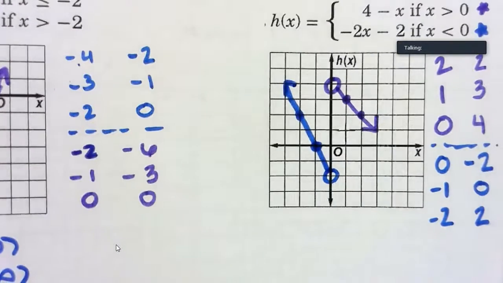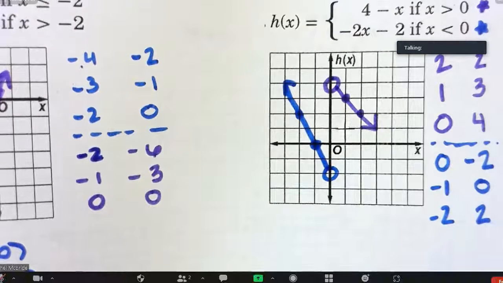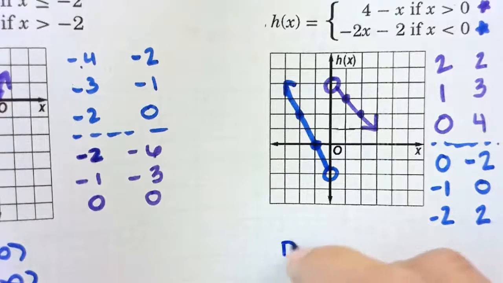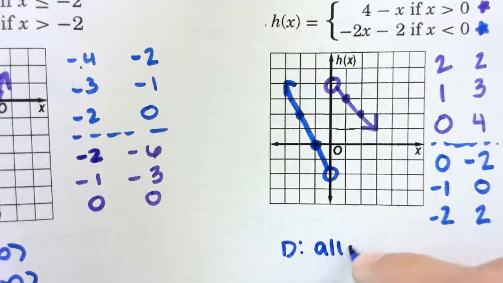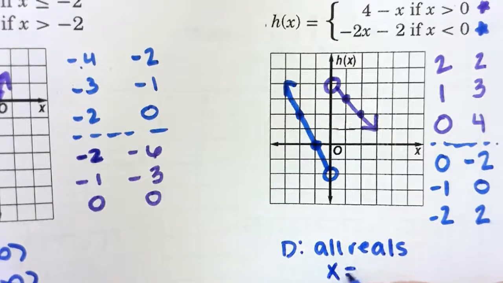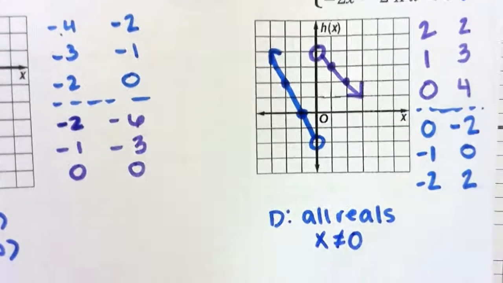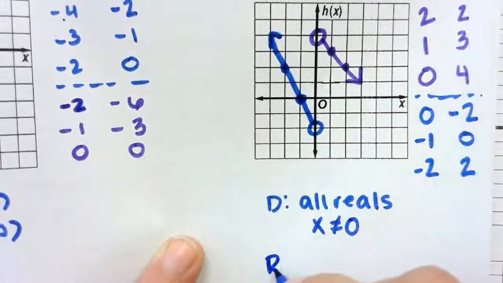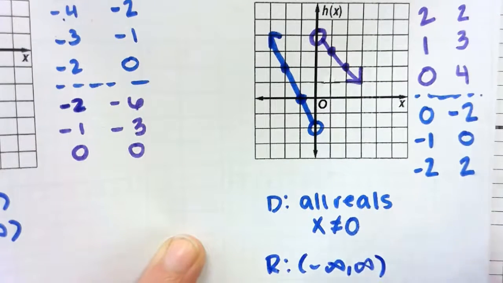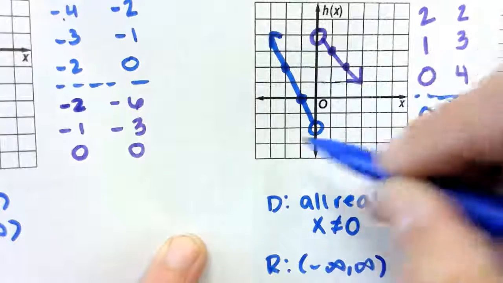Again, this one, the domain is all reals except what number? What value does not have a closed point on it? 0. Because it's not included in either graph. So x equals 0 does not have a solution. So your domain is all reals except x does not equal 0. And your range is all reals, because blue goes up, purple goes down, and they overlap.